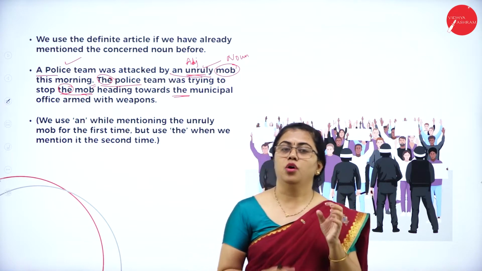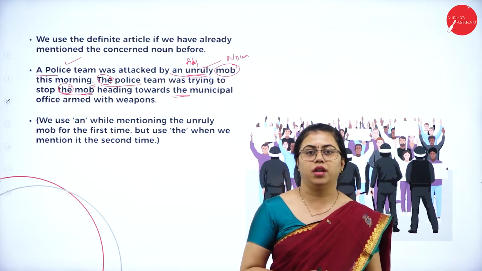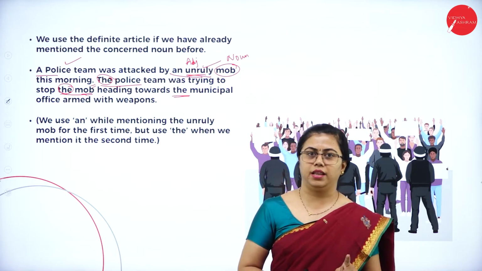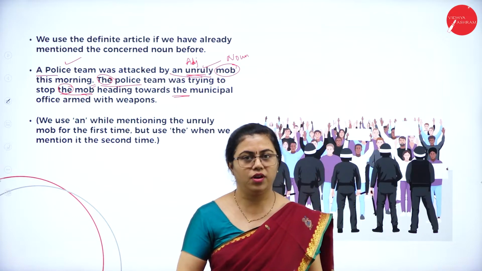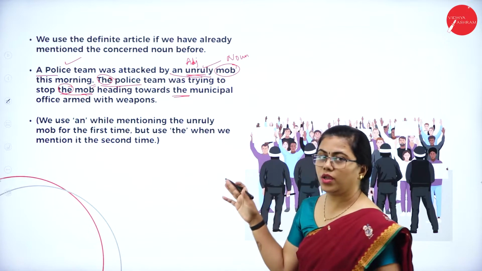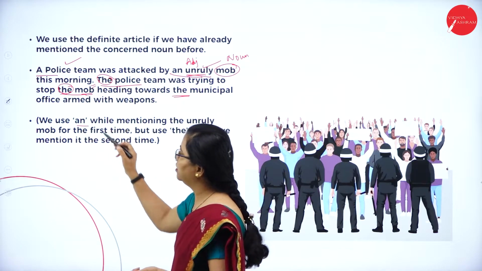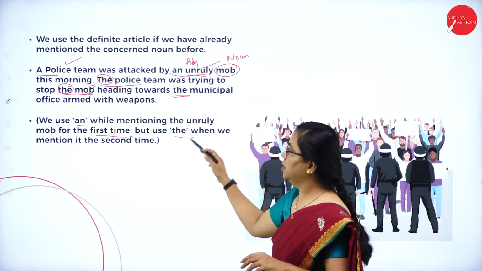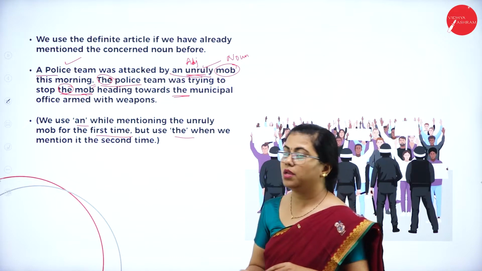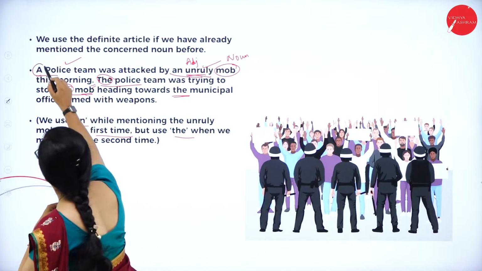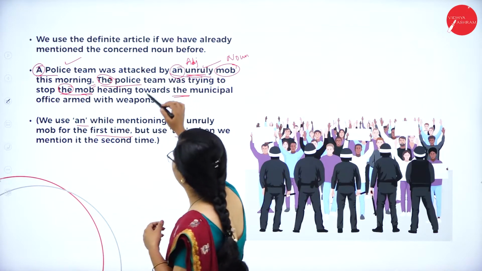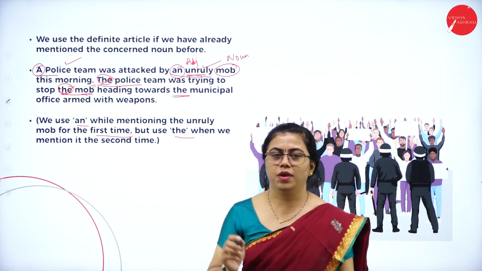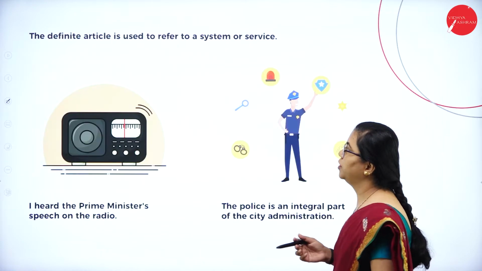that it is the only place in the whole surrounding. So here also the municipal office is the only one in that area. That is why I have used a definite article here also. So we use a/an while mentioning the mob, the unruly mob, for the first time, but use the when we are mentioning it the second time. In the first sentence you can see it was not a definite article. Here also it was not a definite article, but in the second place it is a definite article. So you should be careful about it. So let us go further now.